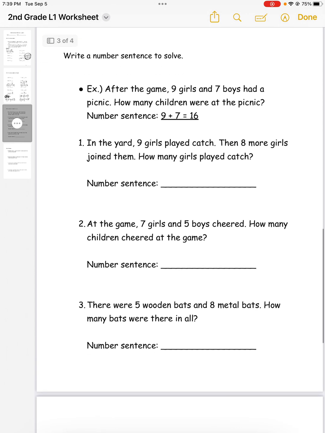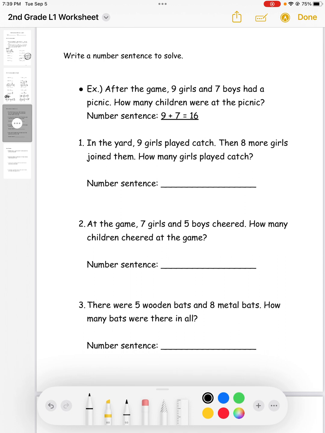Let's now do page 3. So page 3 is a little different because we're going to write number sentences to solve. And it says write number sentences to solve. Example. After the game, 9 girls and 7 boys had a picnic. How many children were at the picnic? And they were asking the total amount of children, and they wrote the number sentence as 9 plus 7 equals 16 because there were 9 girls and 7 boys.